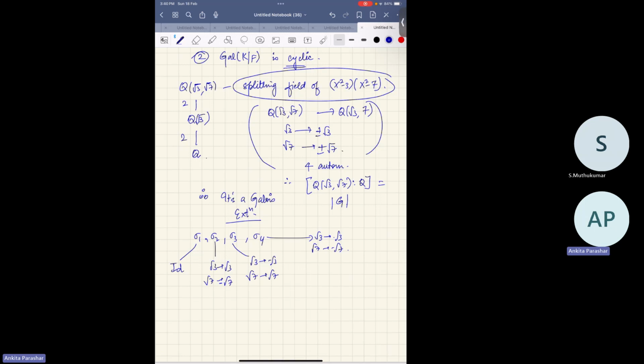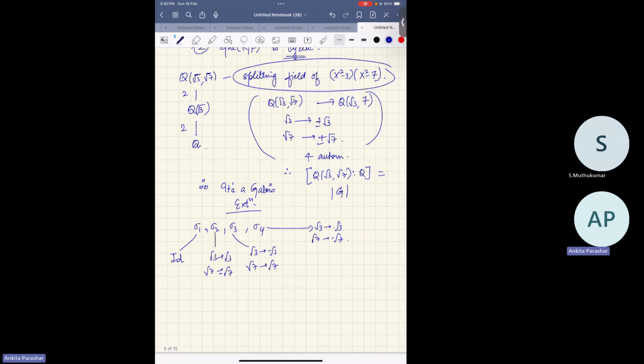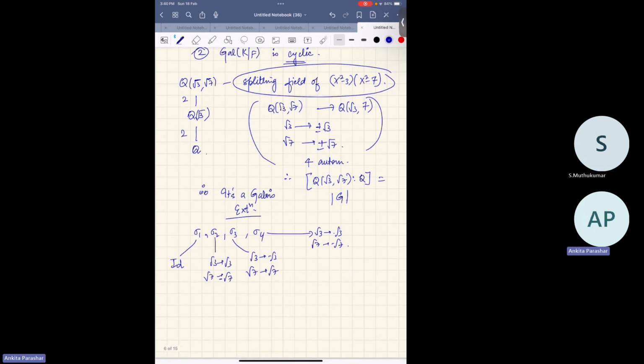Looking at the order of these automorphisms, can you say whether it is a cyclic group? The order is 4. Either the group is Z4 or Z2 cross Z2. If it were cyclic, there must be an element of order 4. There should be an element of order 4, but does it have one? In Z4, you have an element of order 4. Exactly. This is a cyclic group of order 4.